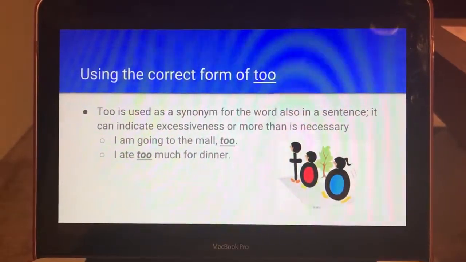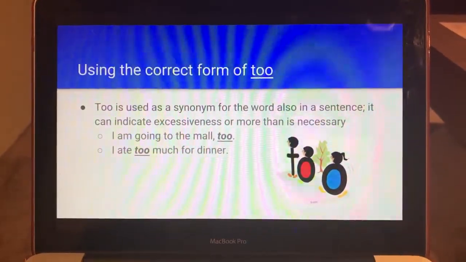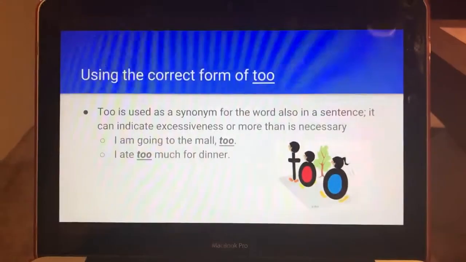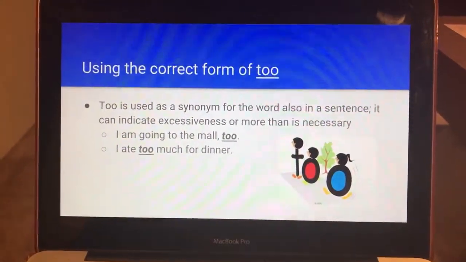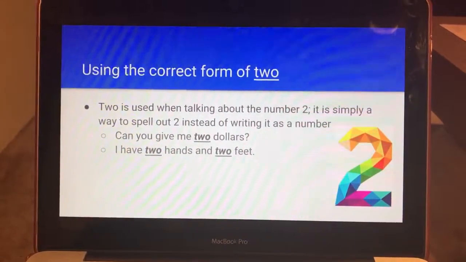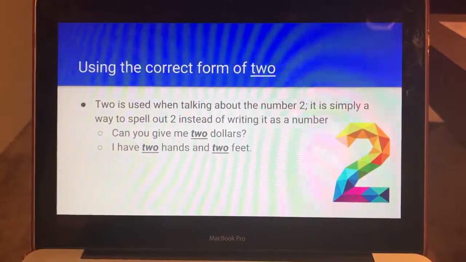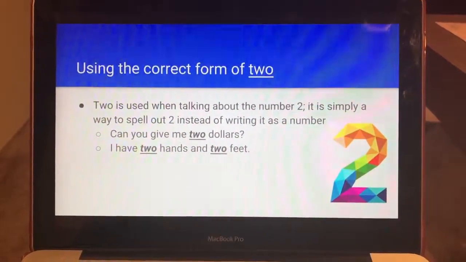In the second sentence, I'm referring to something that's in excess or more than is necessary. I ate too much for dinner. The last form of to is probably the simplest one, T-W-O, and that's simply referring to the number 2.